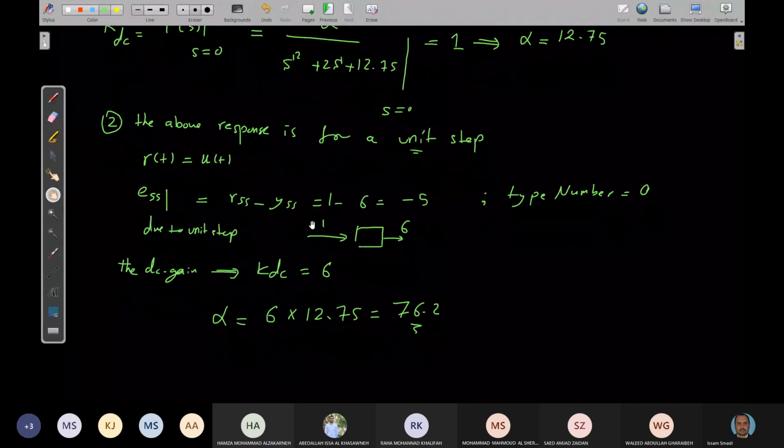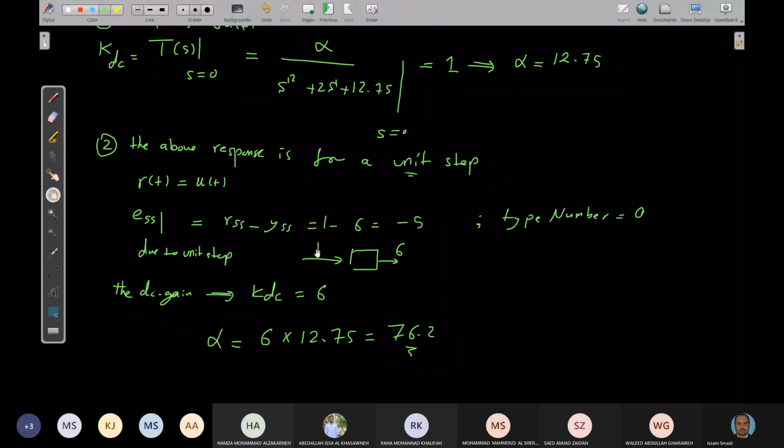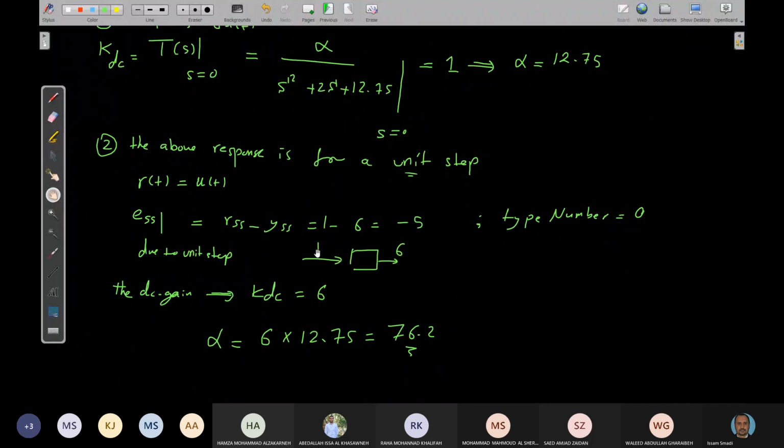Do you have any question regarding chapter 5 before finishing it, and starting with chapter 6, which is the stability of a linear feedback control system? No question? Anything? Okay.